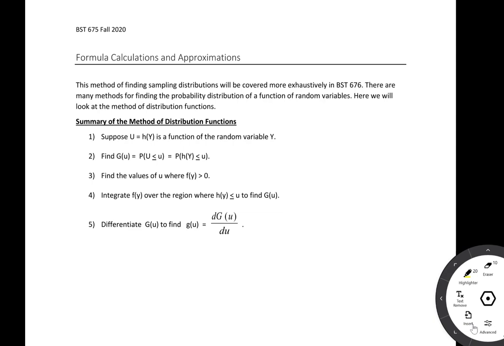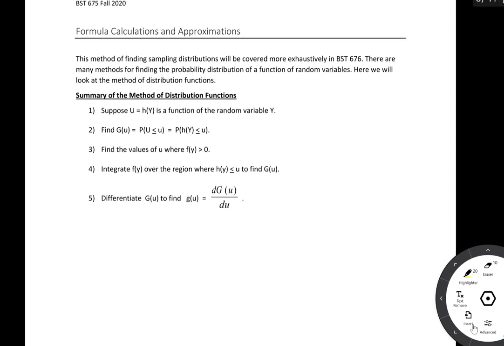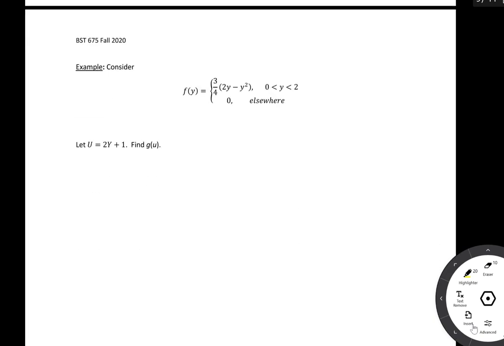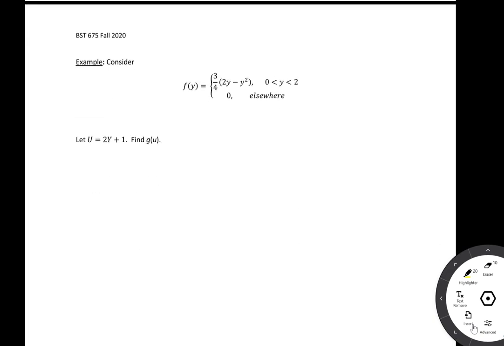All right, so here we have a summary of the method of distribution functions. So I'll let you read this on your own. And then we're going to look at two examples of how to apply this. All right, so here's our first example. So notice here we have the distribution for y, and we're going to consider u, which is equal to 2y plus 1, and we want to find g of u.